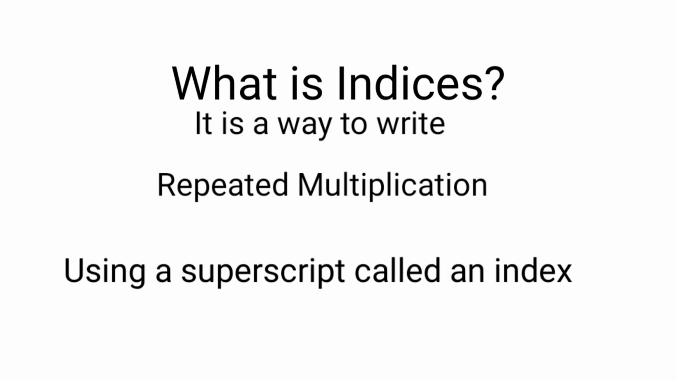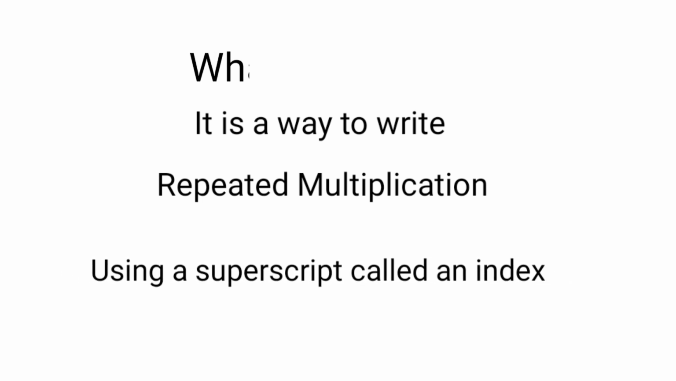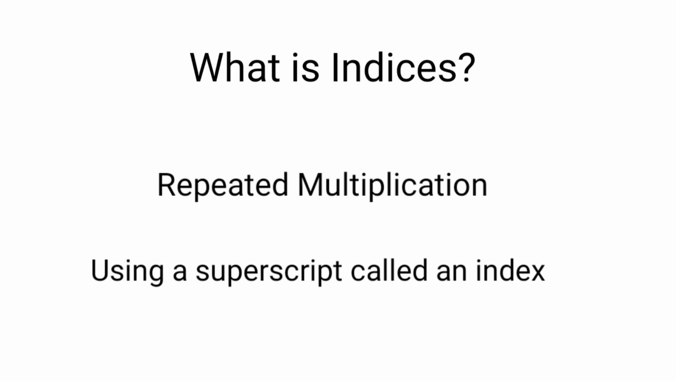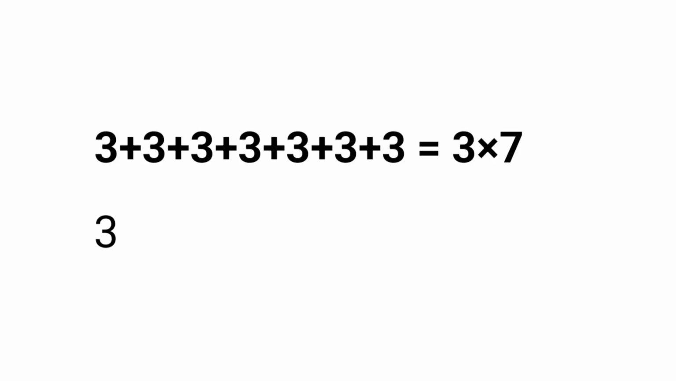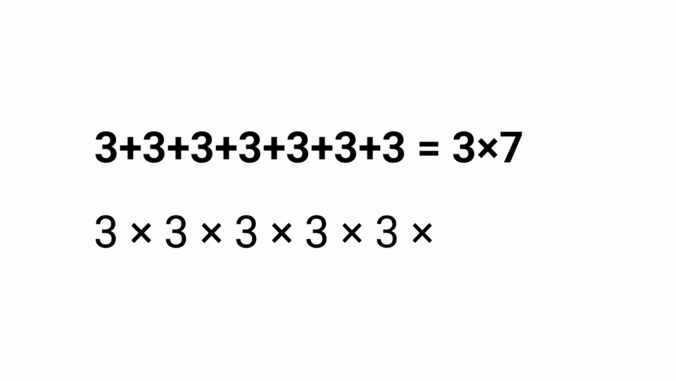And we do this by using a superscript to the top right hand side of a bigger number that is called an index. And you'll see other names. Just like multiplication is repeated addition, and we can write 7 threes being added together as 3 times 7, we can also represent repeated multiplication, where 7 threes being multiplied together is 3 to the 7th, right? And that's how we say it, 3 to the 7th.